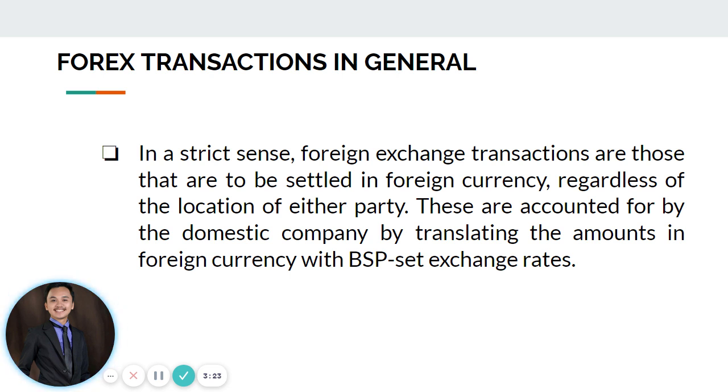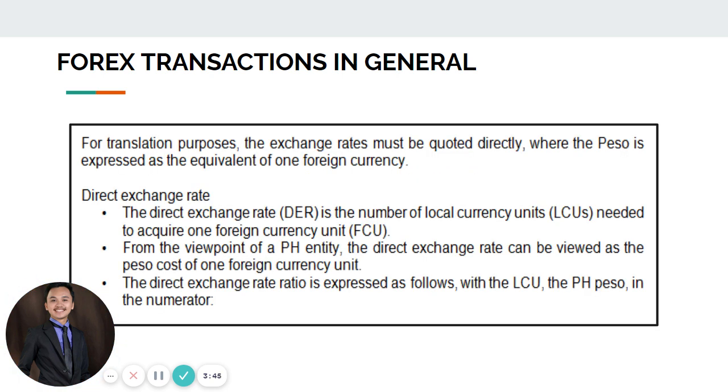These are accounted for by the domestic company by translating the amounts in foreign currency with the BSP set exchange rate. So when there are instances of settlement using foreign exchange, such foreign currency will be translated with the central bank's set exchange rates. Now, for translation purposes, the exchange rate must be quoted directly, where peso is expressed as the equivalent of one foreign currency.